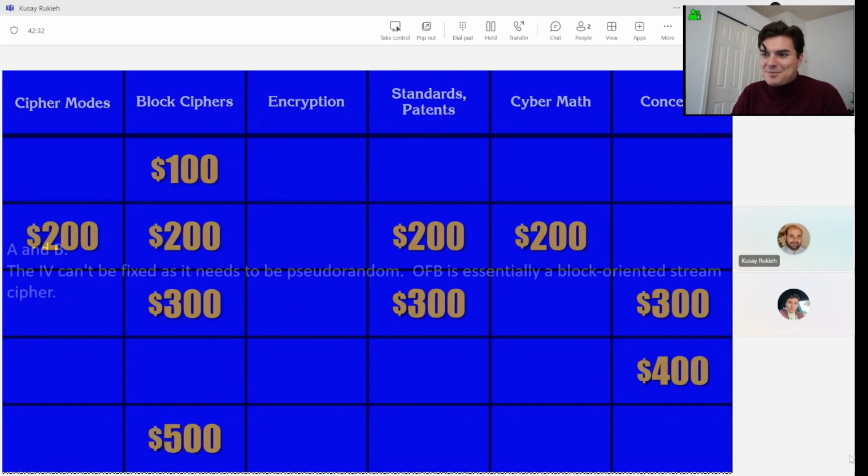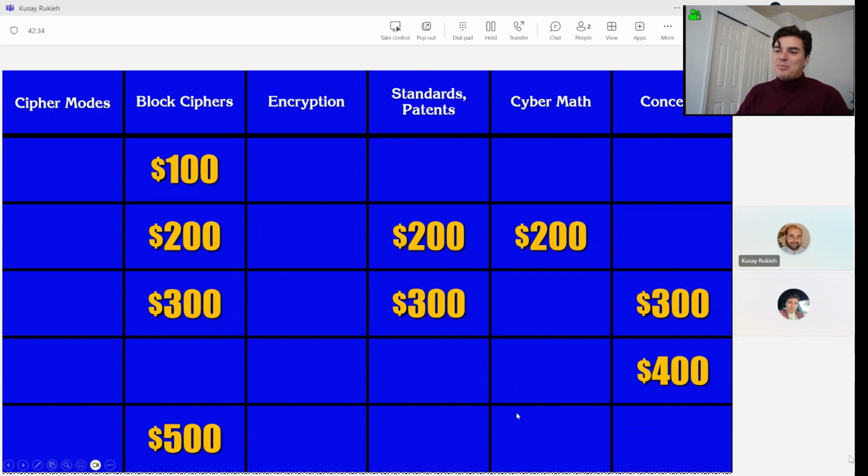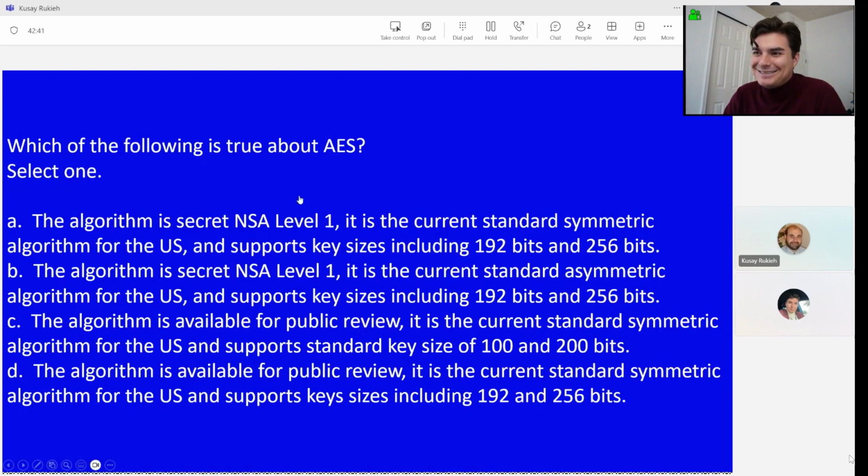Make sense? Yes, makes sense. All right, let's go with block ciphers for $200. Ready? What's defining true about AES?